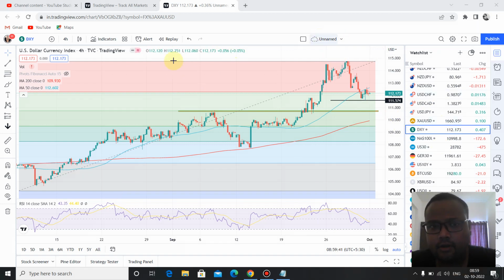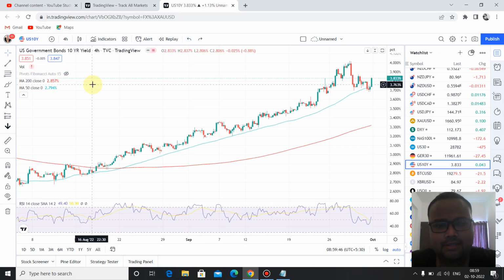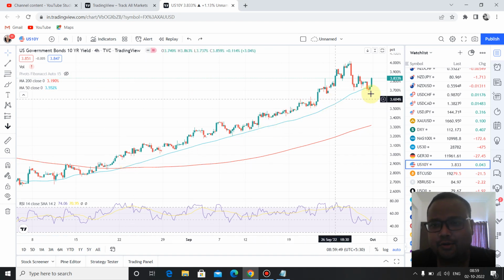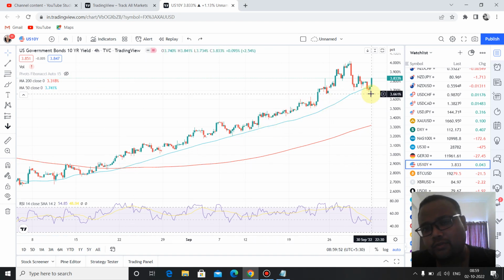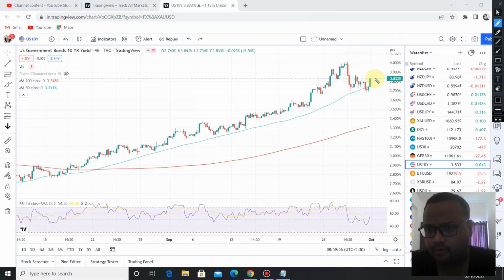And if we look at the chart of US government bonds, then we can see that government bond is also in uptrend again. It took support at the 50 moving average as we expected, and if bond starts going up from here, if the uptrend continues, then obviously we will see further pressure on the chart of gold.